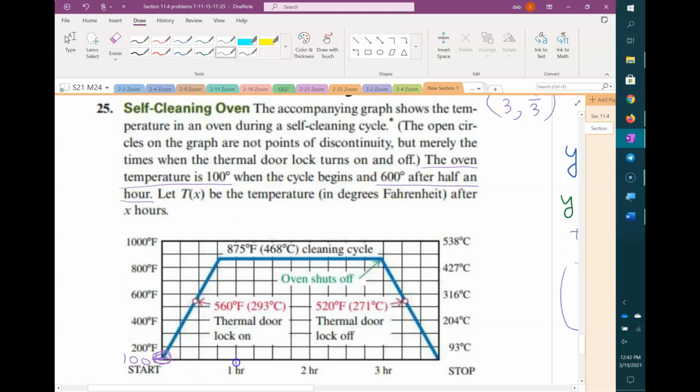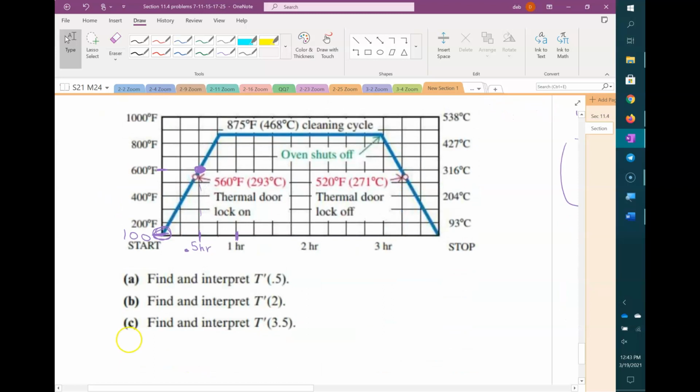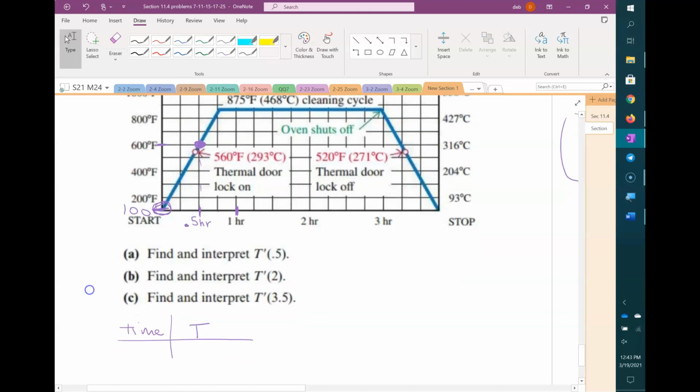So let's look at the scale at the bottom. 1, 2, 3, 4 boxes over is 1 hour. So 2 boxes over will be after half an hour. And it's saying that the temperature is 600 here. So we have 2 points we know. If we're saying the time is the x-axis and the temperature is the y-axis, at time 0 the temperature is 100. And at time 0.5 or 1/2 the temperature is 600.